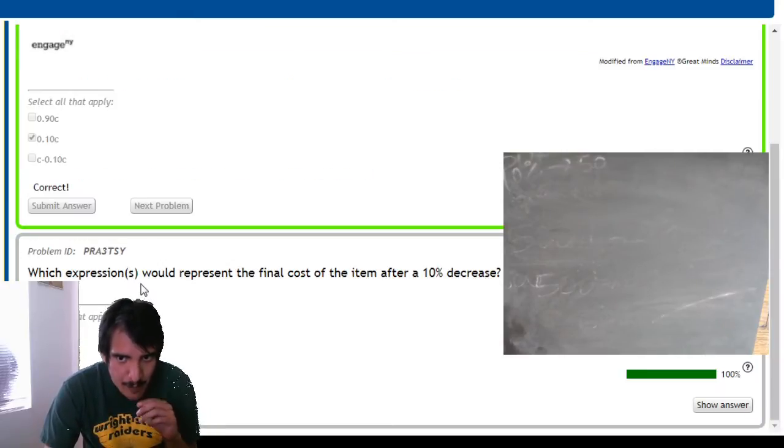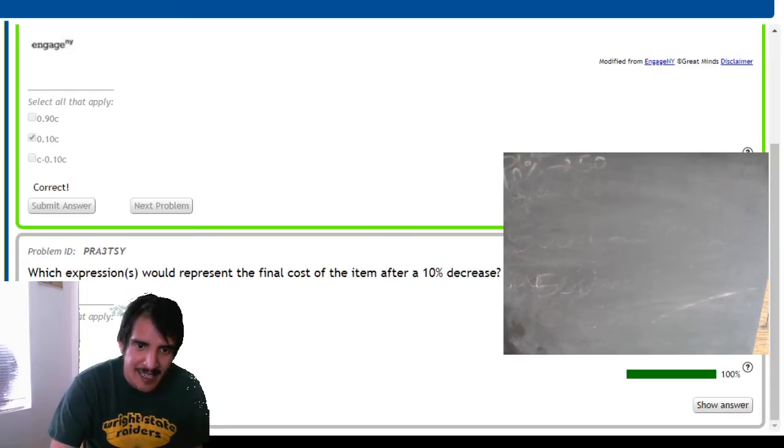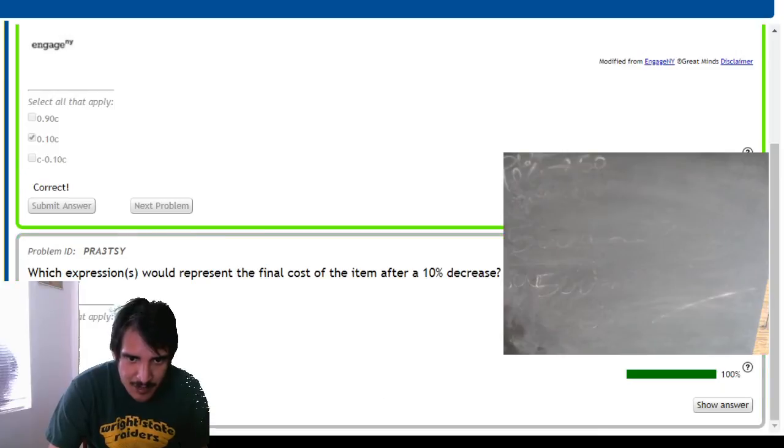Which expression represents the final cost after a 10% decrease? Well, after a 10% decrease, that means you pay 90%. So the first answer works, because that's 90%, and then the third answer shows that you're taking away 10%, so that also works.